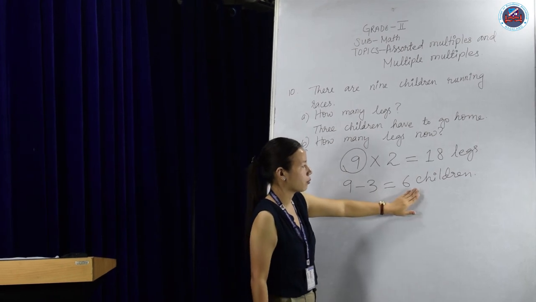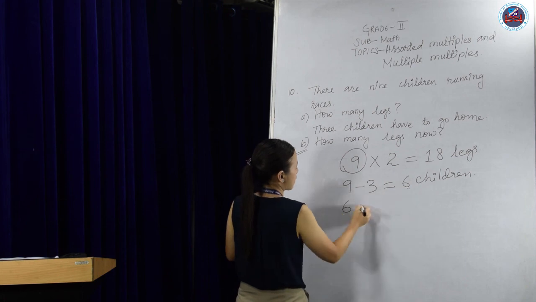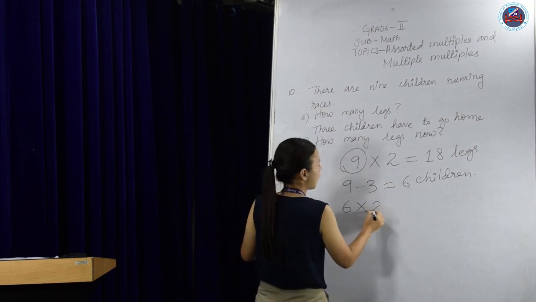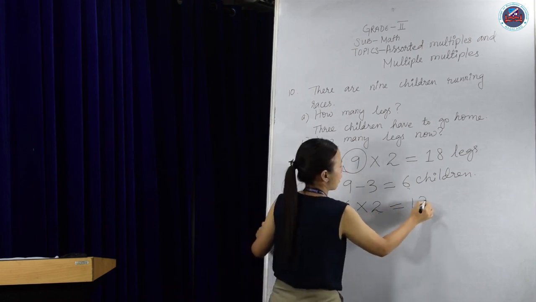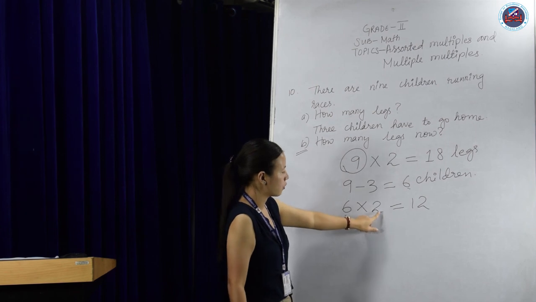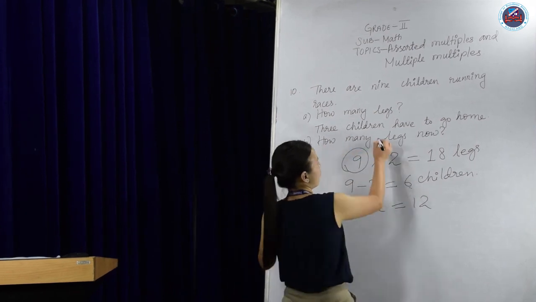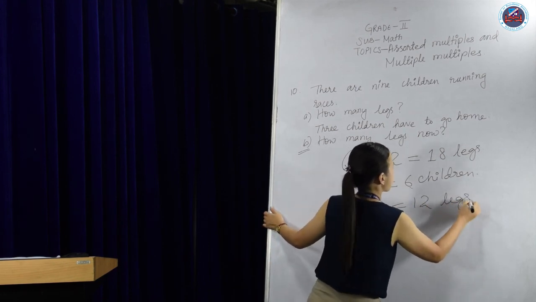Now we have to find out how many legs there will be for the 6 children. We take the 6, and each child has 2 legs, so we multiply by 2. 6 into 2 is 12, or 2 times 6 is 12. So the answer is 12 legs.